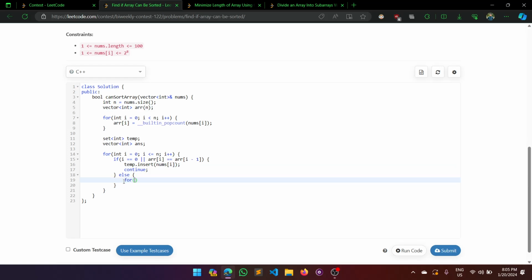Then what I'll have to do is go over the set and push it in the answer, and at the same time I'll clear the temp as well, and I'll push the current element, if it's not the last one. So fine.